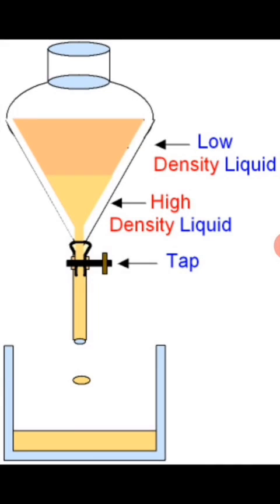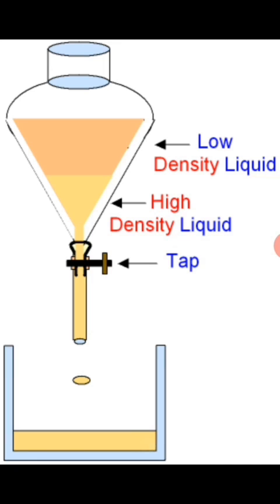So let's also look at another method of separation, which is the use of a separating funnel. From what you can see in this illustration, this is the funnel, and what we have here is our receiving container. Separating funnels are used to separate immiscible liquids. So what do we mean by immiscible liquids? That is, liquids that don't mix together.